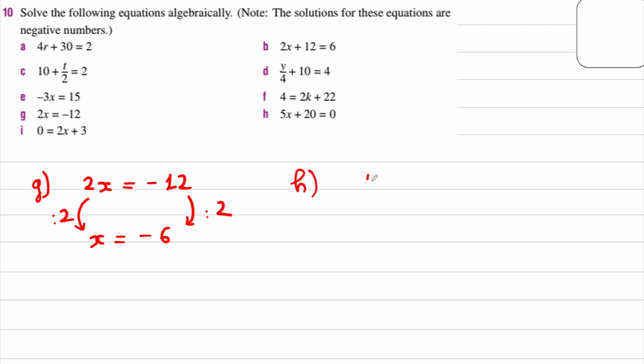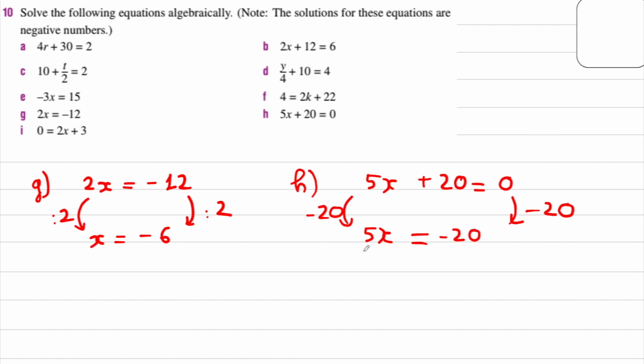Question H. 5h plus 20 equal to 0. So here, the first operation will be minus 20. After minus 20, the left-hand side only has 5h left. 0 minus 20 equal to minus 20. And then divide by 5. Divide by 5 for left and right. You got minus 4 in this one.